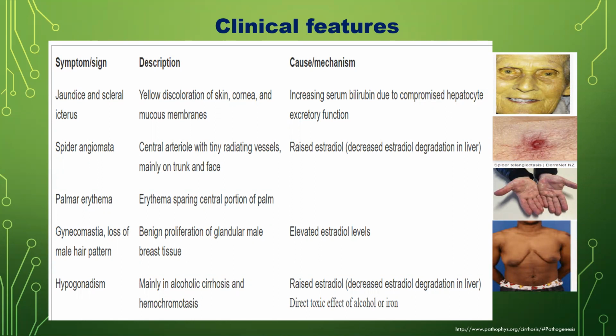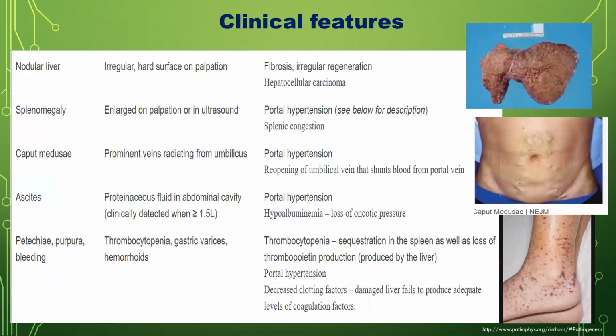Gynecomastia and loss of the male hair pattern: gynecomastia is benign proliferation of glandular male breast tissue. With the loss of the male hair pattern comes decreased sexual function due to elevated estradiol levels. Hypogonadism occurs due to alcoholic cirrhosis and hemochromatosis, mostly due to similar raised estradiol levels from decreased degradation in the liver, and the direct toxic effect of alcohol or iron.